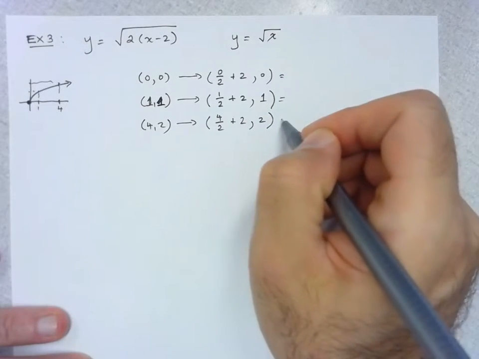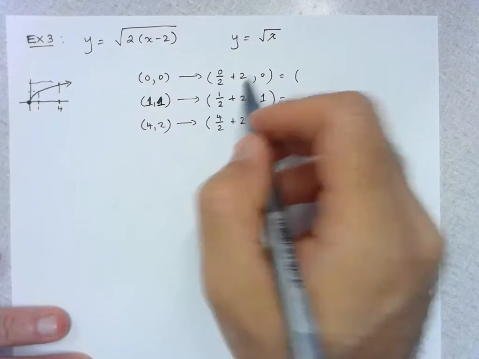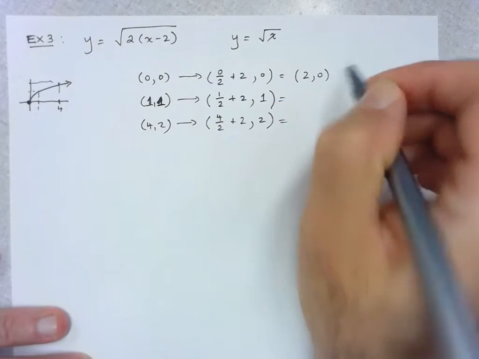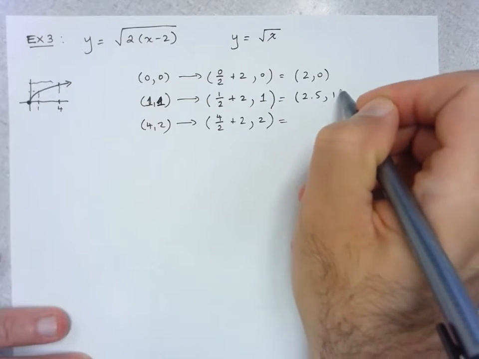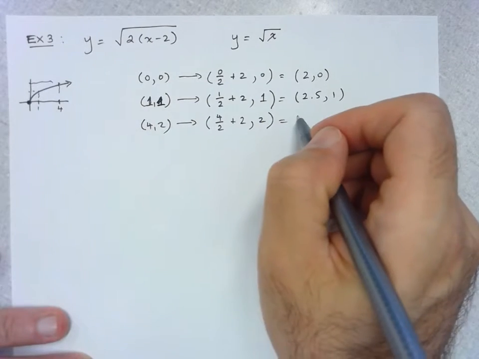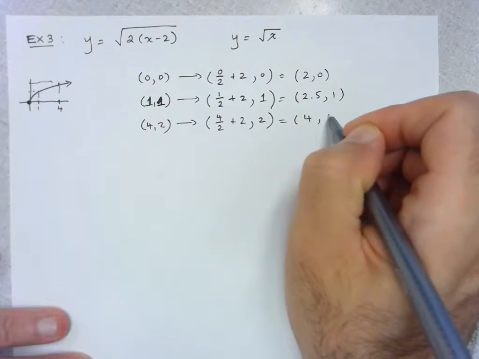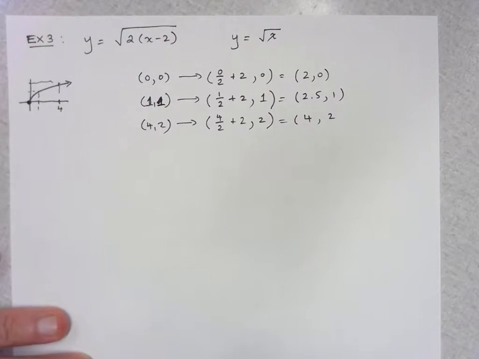So here, what are our 3 points? Well, this is 0 plus 2, so we have 2, 0. Here we have 1/2 plus 2, so we got 2.5, 1. And here 4 divided by 2 is 2, plus 2 is 4, 2.